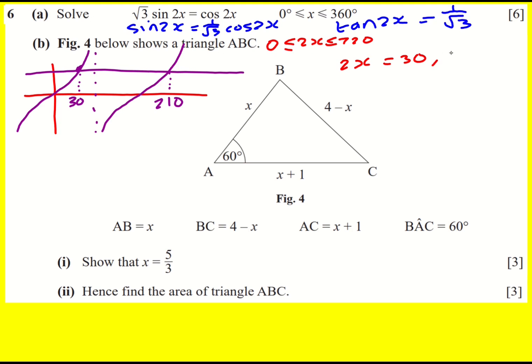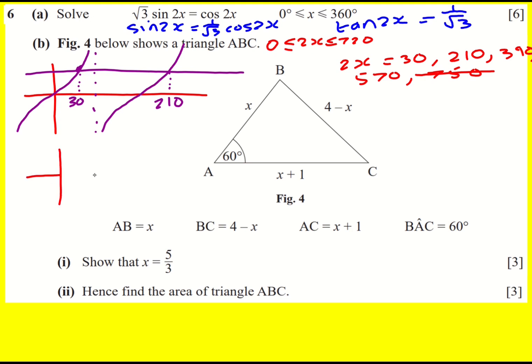So I just need to keep adding 180 on until I am outside of the range, basically. 210, followed by 390, followed by 570, followed by 750. Okay, 750 is outside the range. I can ignore that one.